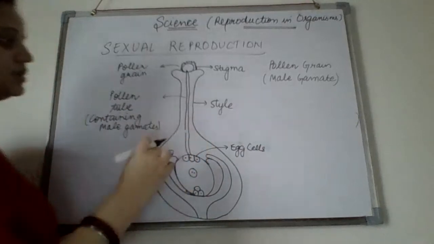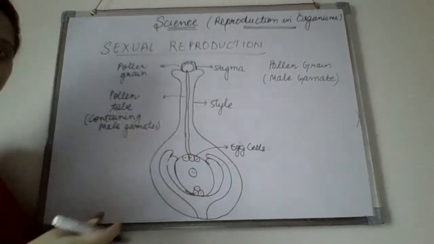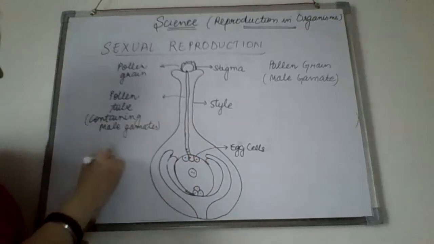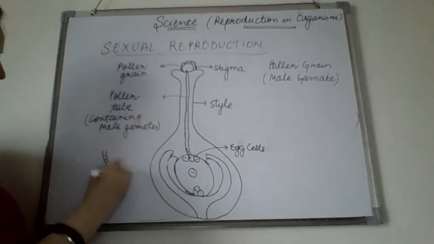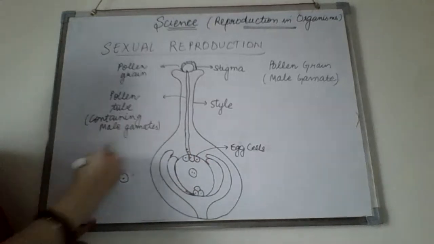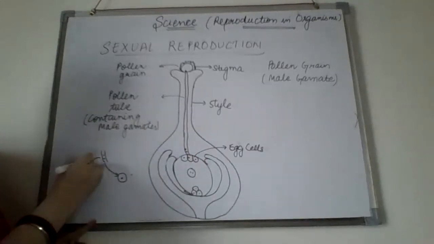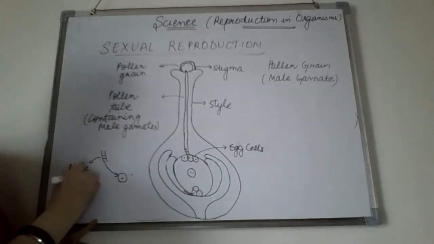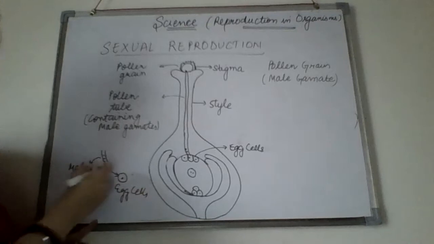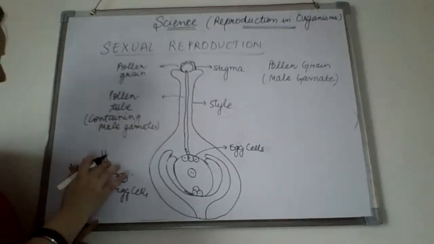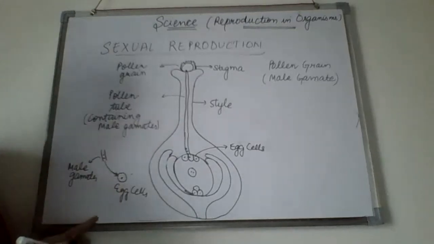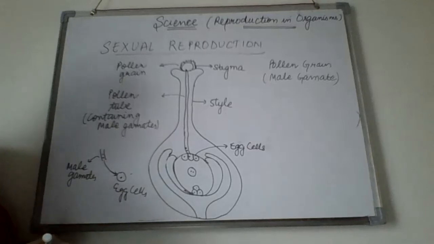So after penetrating into the ovule, the tip of this tube will burst and release the male gamete that will further combine with the egg cells. So here I am showing the male gamete that will combine with the egg cells. This tip will burst out, it will open from here, and when it opens, these male gametes will then fuse with the egg cells in the ovule.